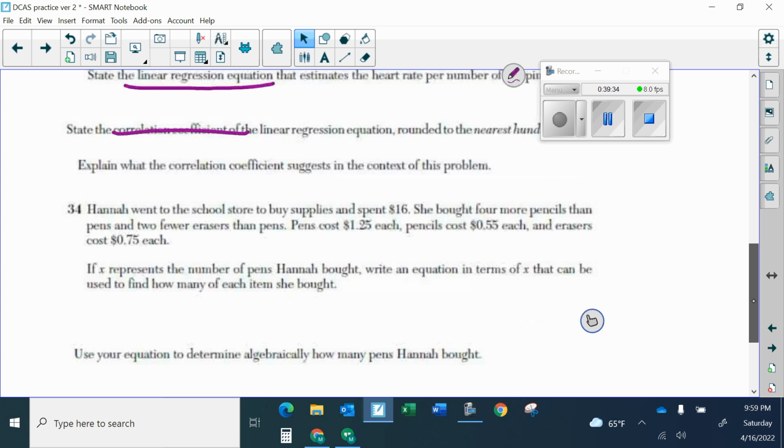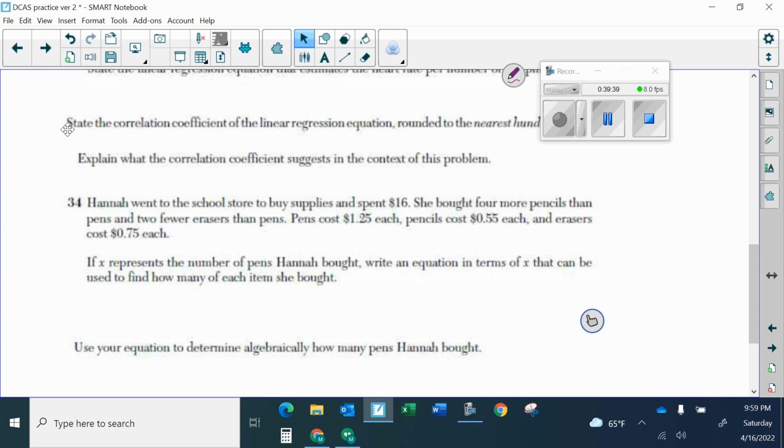This is 0.97. That means the correlation coefficient is a strong positive, which means the values, the points themselves are almost in a line. Not quite, but almost perfectly lined up.